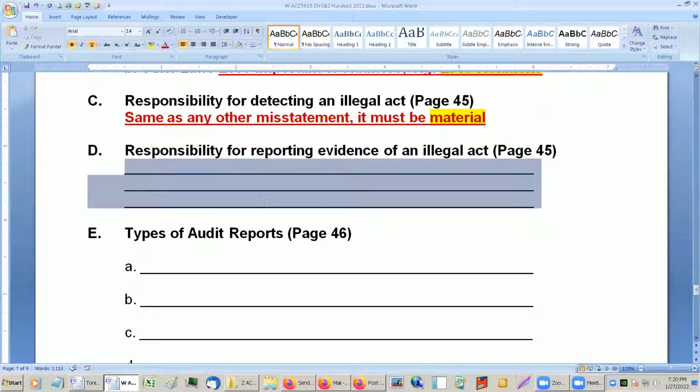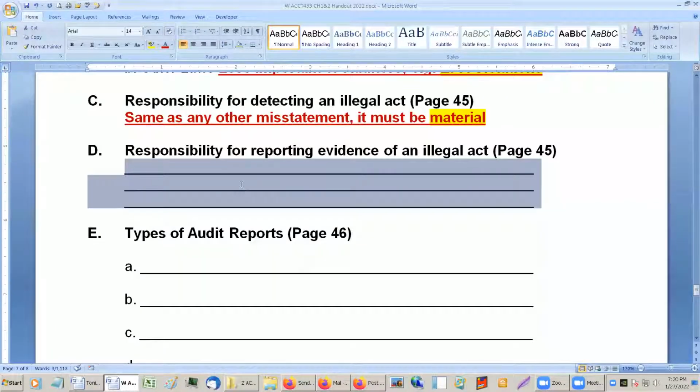Okay, responsibility for illegal acts, for reporting. So what happens when you find an illegal act? What do you do if you find an illegal act? What do you do with it? Well, you report it up to management. Let's write it in rather than me say it.